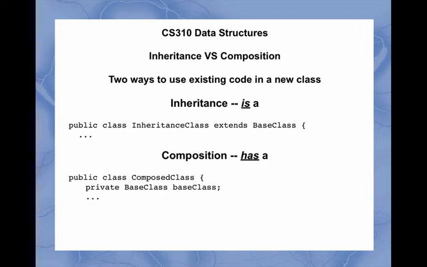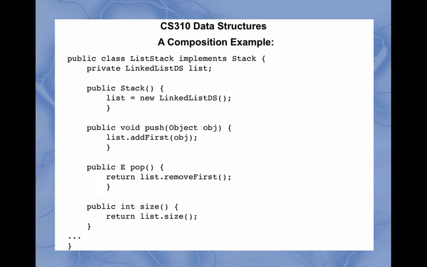We use composition, however, for has-a relationships. That is, a class has an instance of something else inside of it. So here's a composition example. We could implement our list stack by using a linked list. So we're still implementing the stack interface, but we're using composition to create the concrete instance. So we have a linked list based stack, and we already have a linked list written, so we can just use it to build our stack.